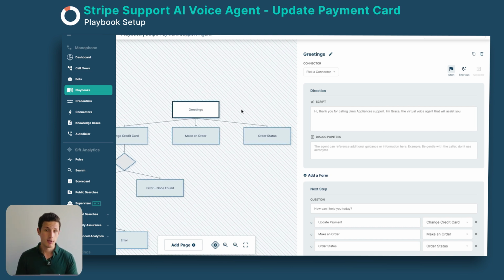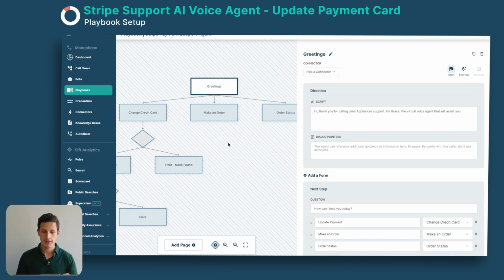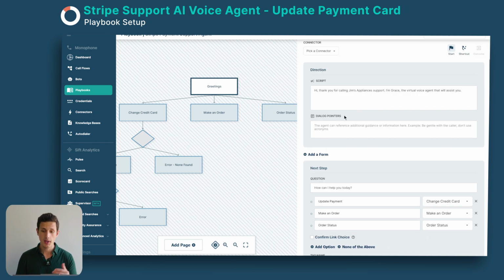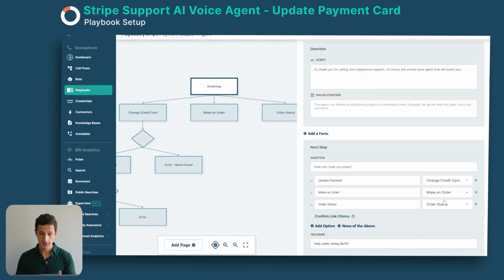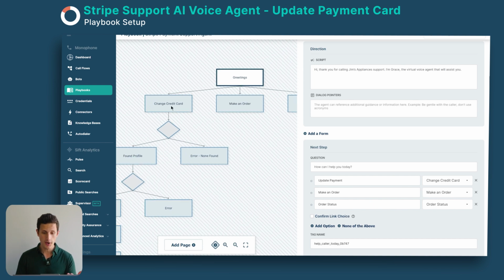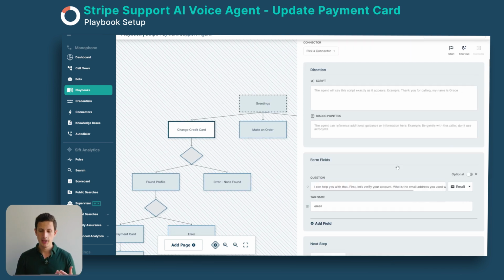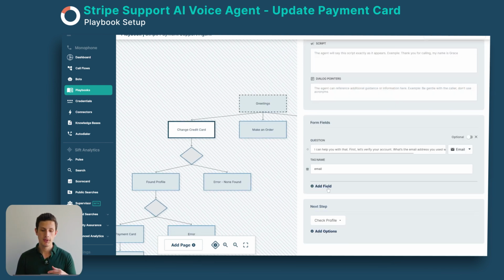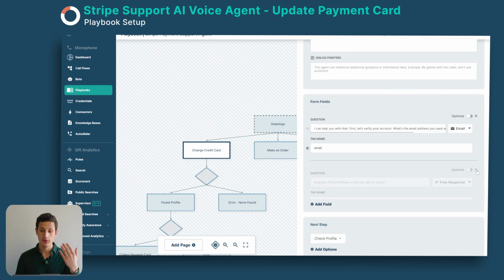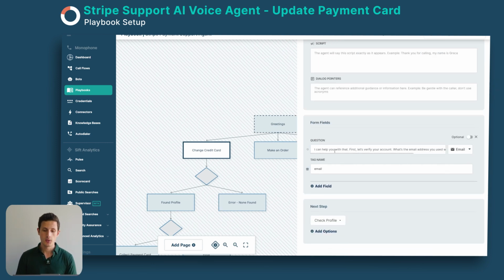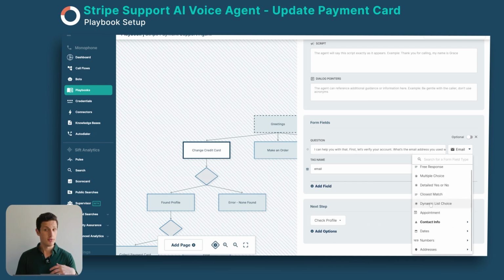So here we have, of course, our greeting. It's a node-based system. In our first node, we have our page system. We have our greeting script and also a few paths here. But in this case, you wanted to change the credit card, so go to the next page. And then here we have a form field. Here we can add as many form or information collecting fields as you want. So we ask here for the email. We can then choose what type of information we're collecting, to be very exact and specific.